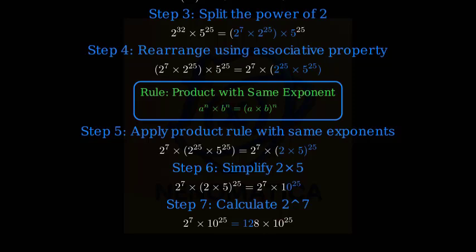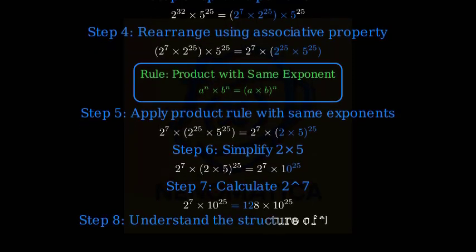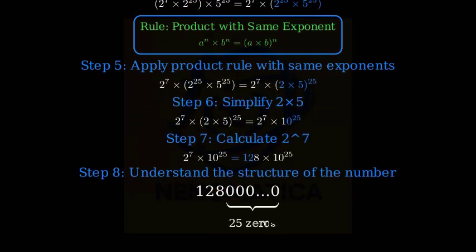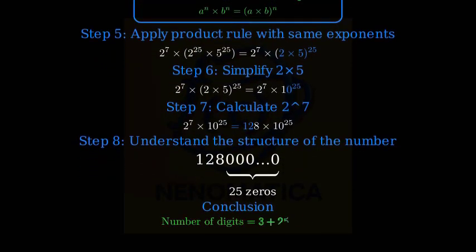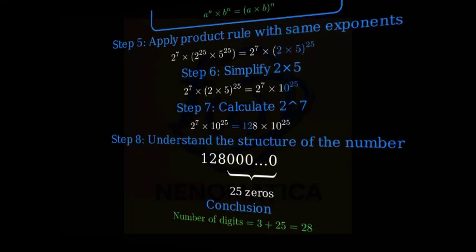Now, when we multiply 128 by 10 to the power of 25, we get a number that starts with 128 followed by 25 zeros. This is because multiplying by 10 to the power of 25 means adding 25 zeros to the right of 128. Therefore, our number 4 to the power of 16 times 5 to the power of 25 has a total of 28 digits. This is because it has the 3 digits of 128 plus the additional 25 zeros, giving us 3 plus 25, which equals 28 digits in total.